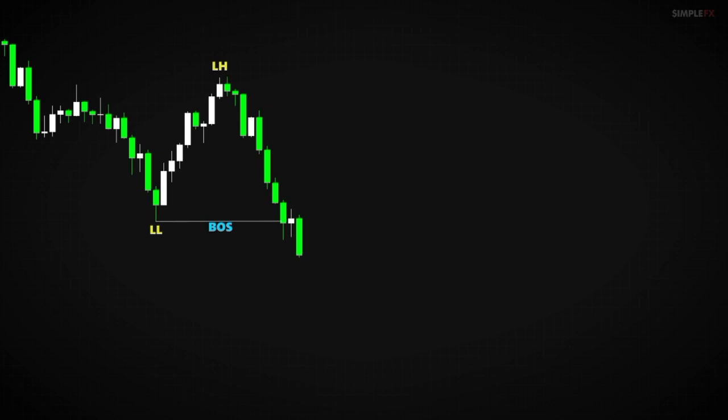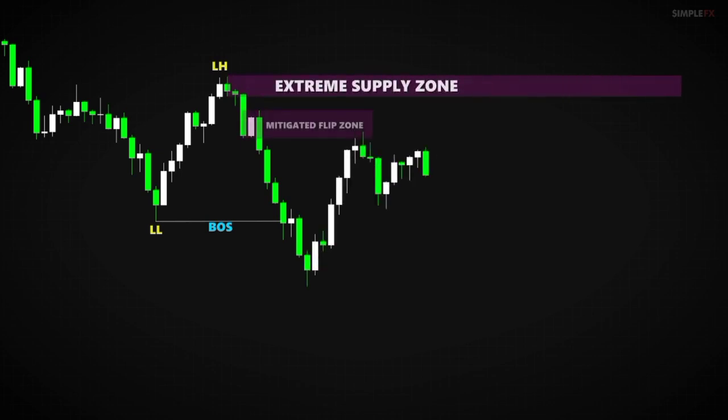Structure gives us direction. Now price pulls back into a supply zone, an area where sellers were strong before. That's our second pillar. Zones. They help us spot likely turning points. But here's what most traders overlook. Not all zones are strong. This is where the third pillar, liquidity, changes the game.